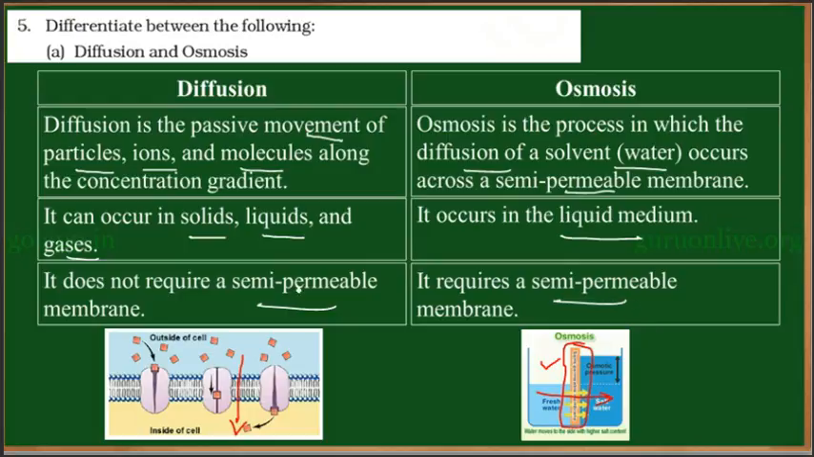So in diffusion, any solid, liquid, or gas can move from higher region to lower region. In osmosis, only solvents such as water can move from higher region to lower region. And in diffusion, there is no requirement of a semi-permeable membrane, and in osmosis, there is a requirement of a semi-permeable membrane.